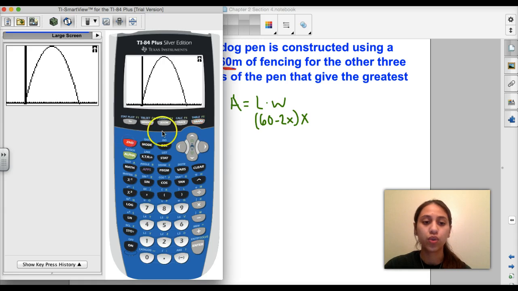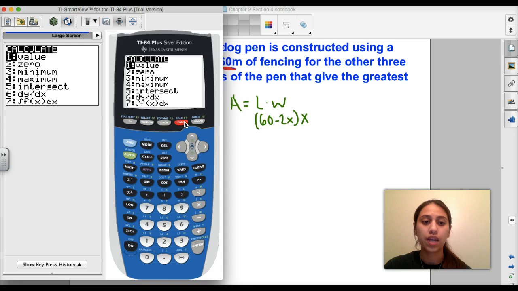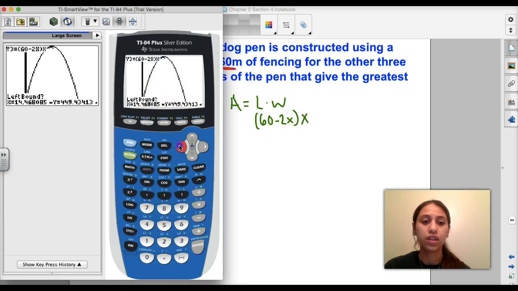Again, second trace. This time we're finding the maximum, so 4. I want the left bound, so if I move to the left, you can barely see it up here, but it is moving to the left. Then you press enter. Now it wants my right bound, so if I move to the right, you can see it's on the right side of where we believe the maximum should be. So enter. Enter again for a guess. Now it says x is 15 and y is 450. So I'm just going to write that over here.